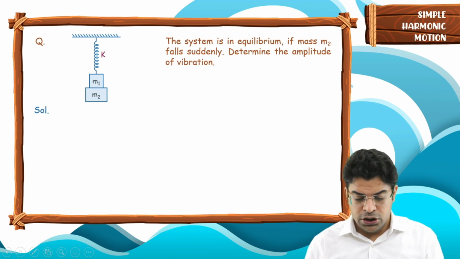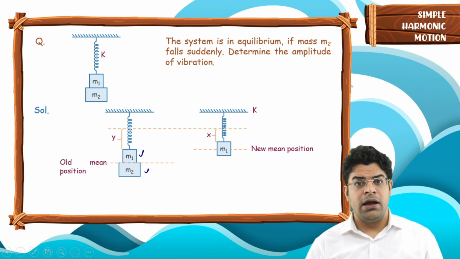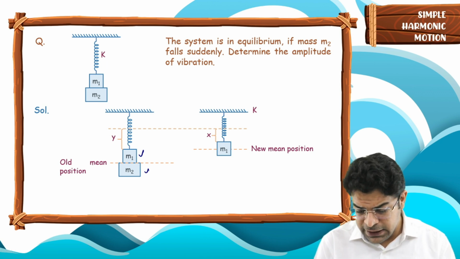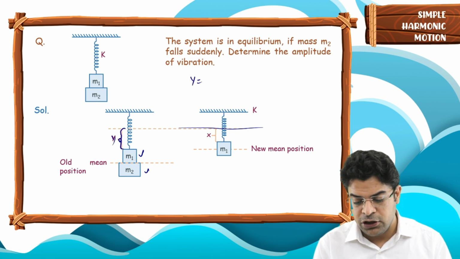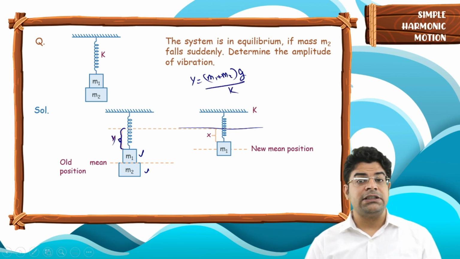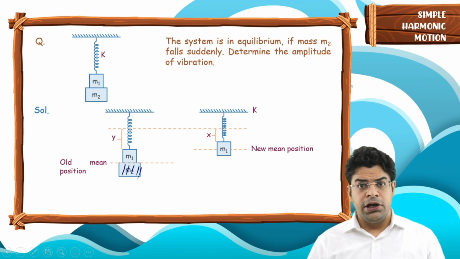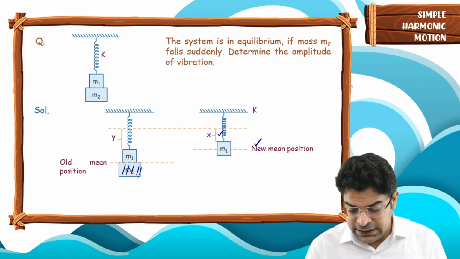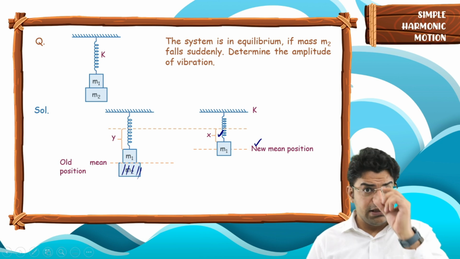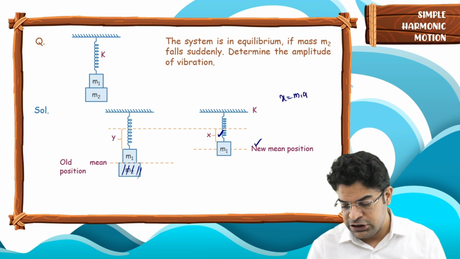So you will say, since initially we had two masses m1 and m2, from the natural length, the elongation in the spring, let's say, is y, and we can find out y to be equal to (m1 plus m2) into g by k, since the system is in equilibrium. Once m2 has been dropped, the new mean position, the new equilibrium position will be, let's say, at some distance x, and this elongation required for the new mean position will be equal to m1 g by k.